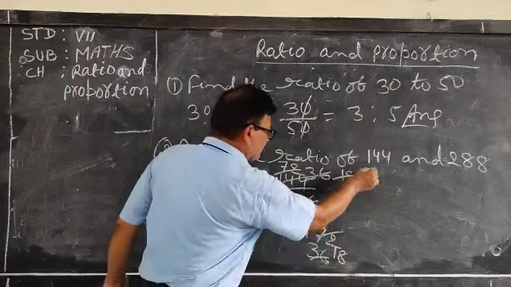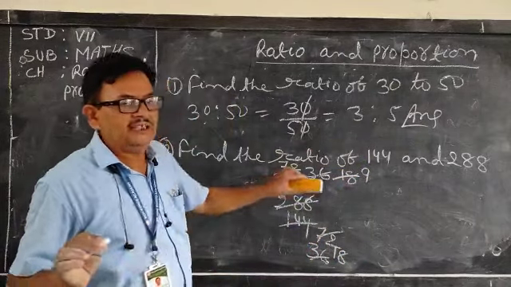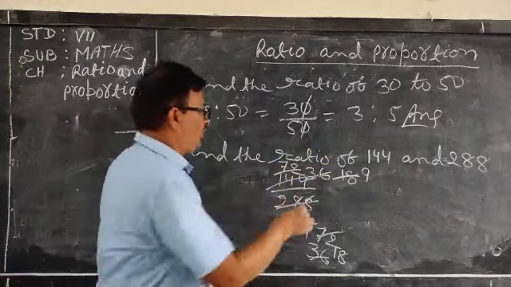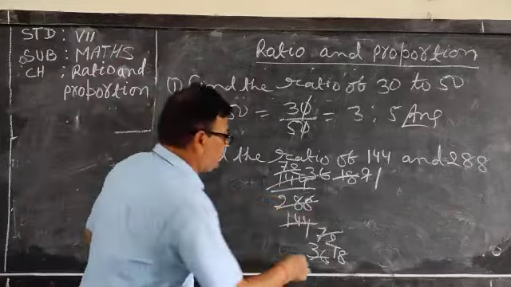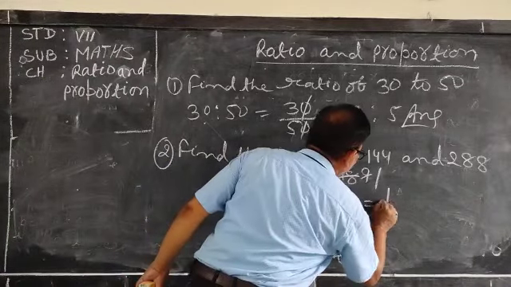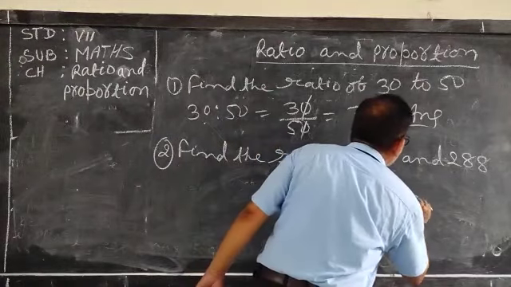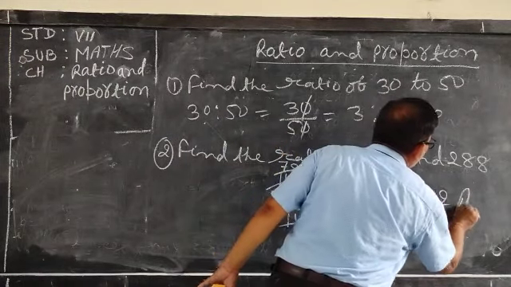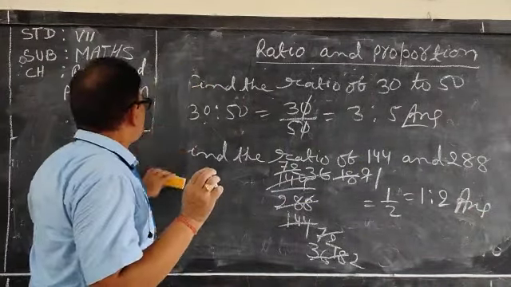Now 9 and 18, you will divide 9 by 18. So 9 is divisible by 9, so 1. Then you divide 18 by 9, what will come? 2. It means 1 by 2. So what will you write as the simplest form? 1:2. So this is your answer. It is clear, understood now? Now the third type of question.